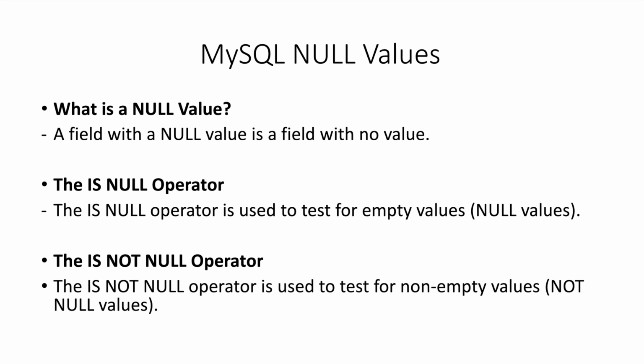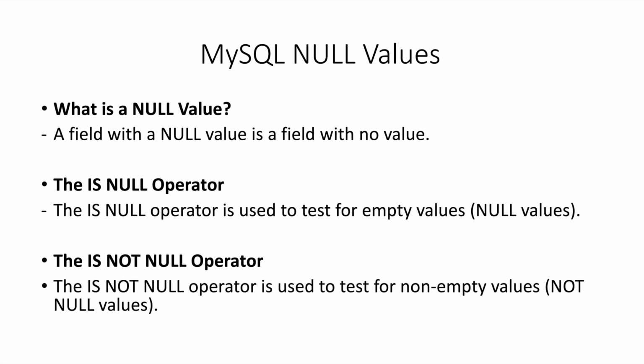There are two types of operator. One is IS NULL and one is IS NOT NULL. IS NULL means you want to test the empty values, null values, and you want to update those. And IS NOT NULL is for non-empty values. That means which already has values. You just want to check whether there are any fields with non-empty values.